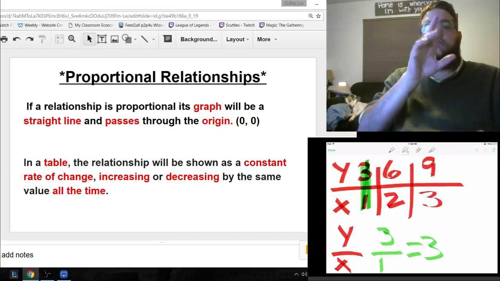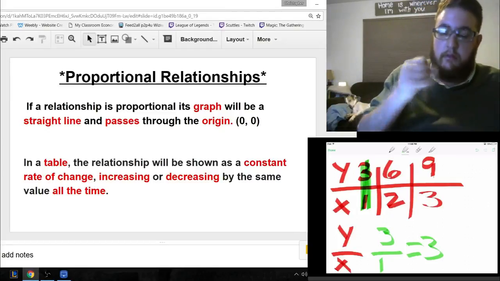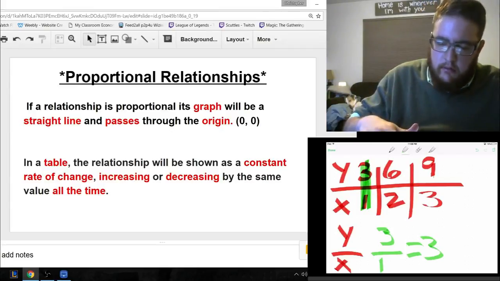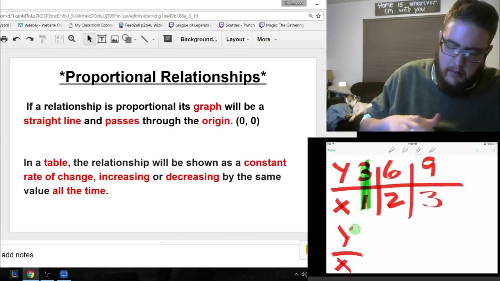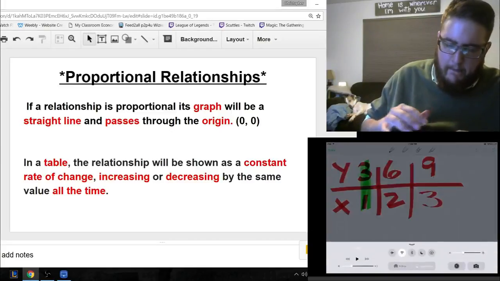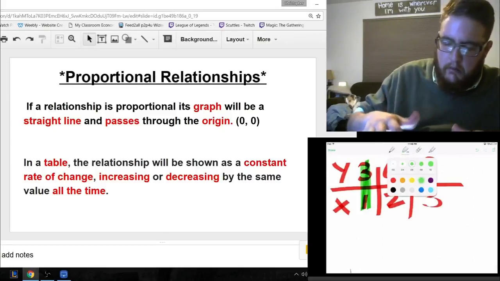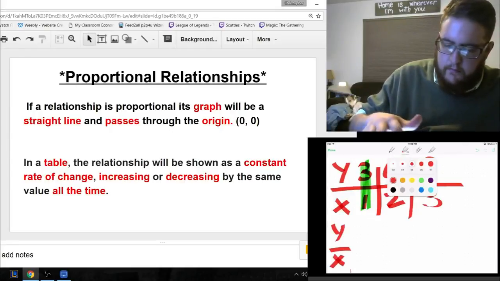So again, recall what I said earlier, that in order to determine whether or not this table is proportional, we must calculate the rate of change for all of the pairs, and they must all be equal to 3, because that is what we determined was the rate of change for the first pair. I'll go ahead and leave the y over x here just to help us remember what we need to do.